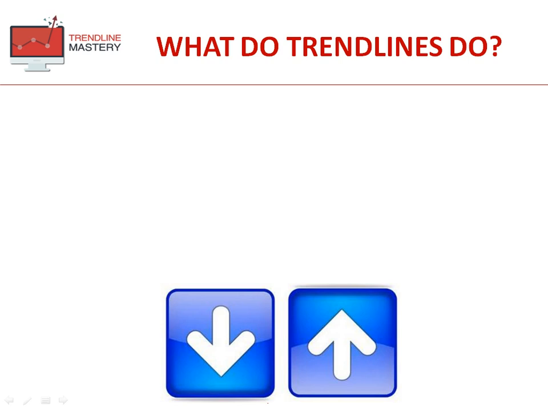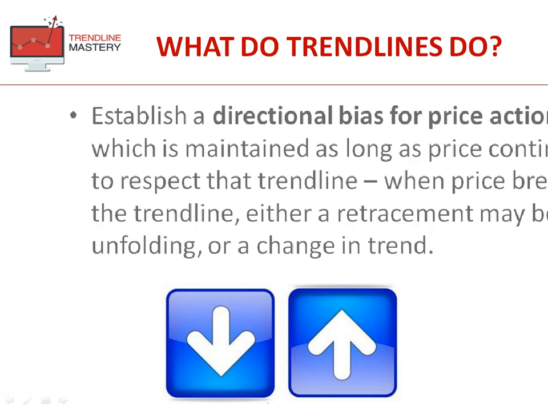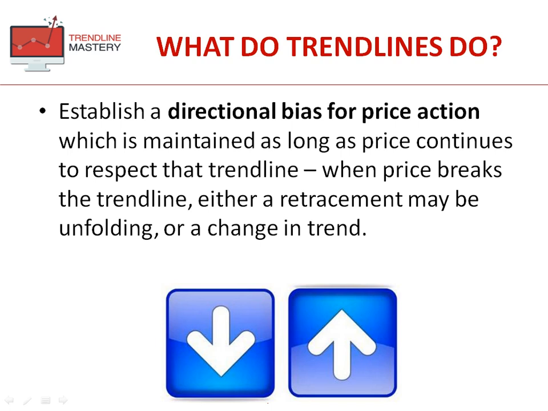We're going to begin our look at how to draw trend lines with a couple of very simple ideas and get increasingly more sophisticated as we go. So to answer the very simple question, what do trend lines do? Well, with a very simple answer, it's as follows. They establish a directional bias for price action, which is maintained as long as price continues to respect that trend line. When price breaks it, either a retracement may be unfolding or a change in trend.